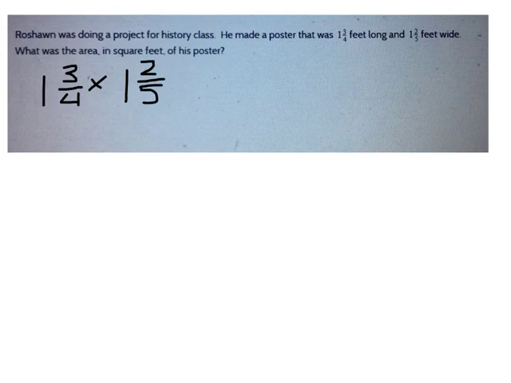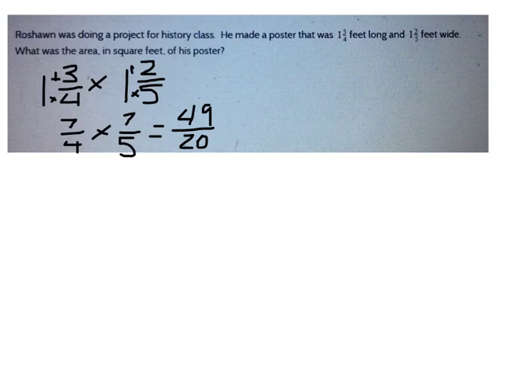What's the first thing I need to do? I need to convert each mixed number into an improper fraction. Let's do that. Write 1 3/4 as an improper fraction. Well, 1 times 4 is 4, plus 3 more is 7/4. Write 1 2/5 as an improper fraction. Well, 1 times 5 is 5, plus 2 more is 7/5. Now I can multiply. What's 7/4 times 7/5? It's 49/20.